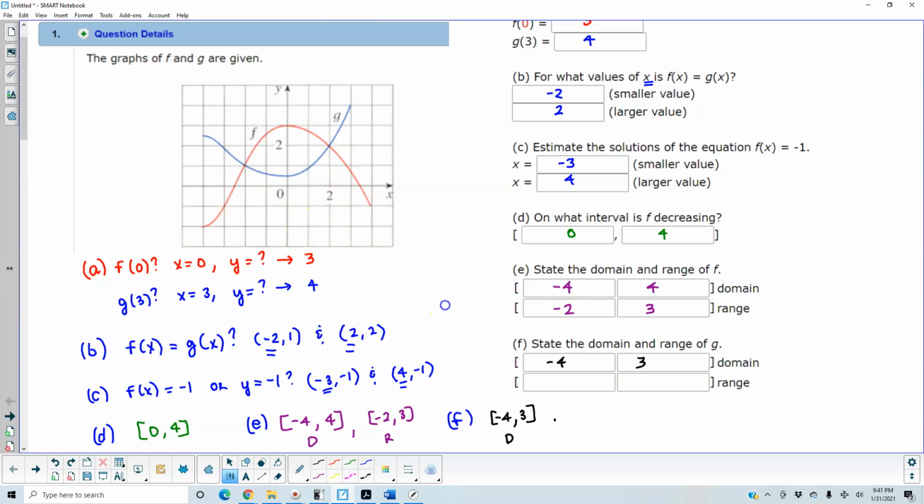And then we want to find the range of this function. You can see here that this is the lowest point that it goes on the graph. So it's starting at 0.5. And then the highest that the graph goes is 4. So therefore, the range goes from 0.5 to 4.